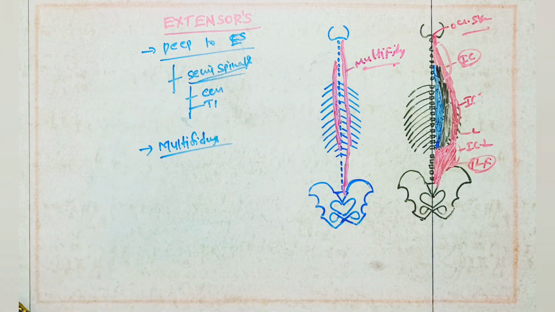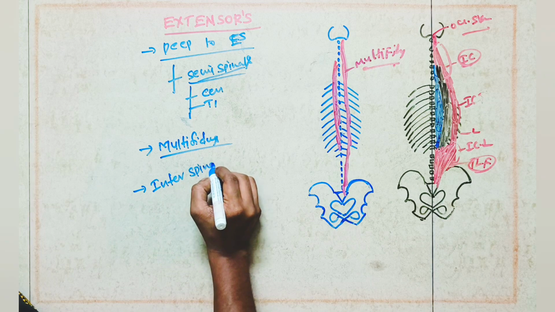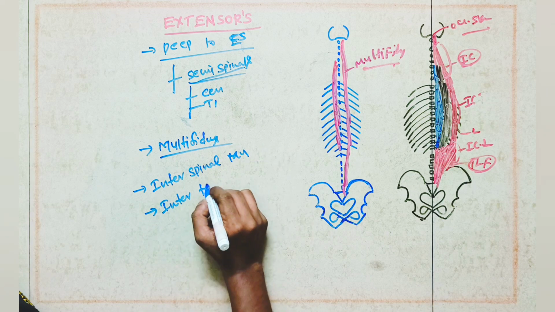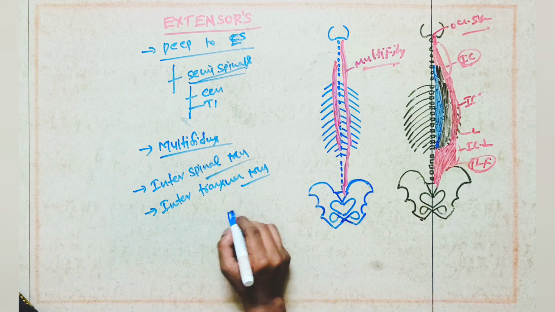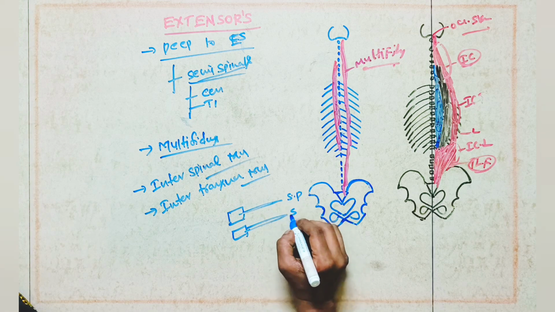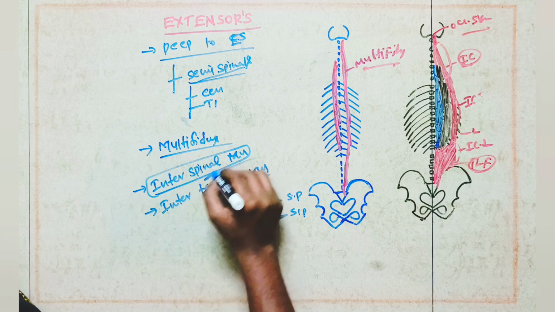Apart from these muscles, two more muscles are there: interspinal muscles, and one more, intertransverse muscles. What does this mean? Suppose we take one vertebra and one more vertebra. This is the transverse process, and this is the spinous process. Between the spinous processes, a muscle will be there, that is the interspinous muscle.